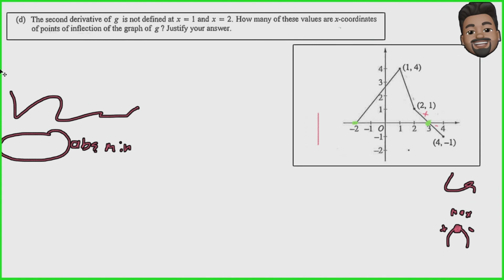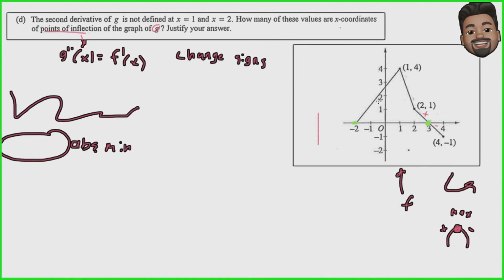To be a point of inflection, that means our second derivative G double prime of x equals f prime of x. Number one, it has to change signs. So we need our second derivative to change signs. So if we go, this is the graph of f right here. So we need to take the derivative of it because we're talking about the graph of G double prime, and that is our point of inflection. Well, G double prime at 1, obviously it's undefined, but that's not a big deal because remember, we need just the second derivative to change signs.